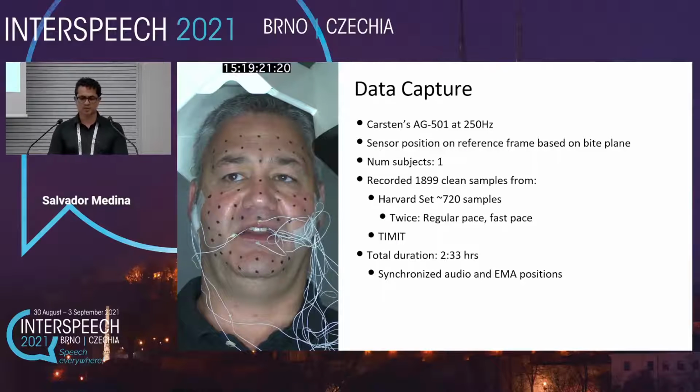and recorded almost 1,900 clean samples, of which 720 are from the Harvard set, where the subject uttered each sentence twice, once at a regular pace and once at a fast pace. We believe this will be useful for the research community to see how articulation changes depending on the speed at which the subject speaks. The rest of the samples are sentences from the TIMIT data set. The total duration of these data sets is almost 2.5 hours of synchronized audio and EMA landmarks.